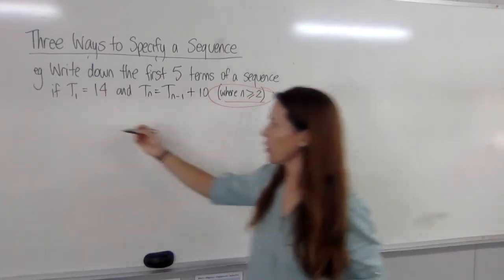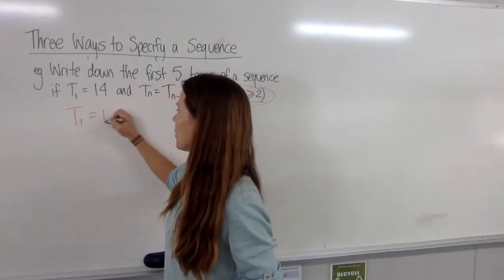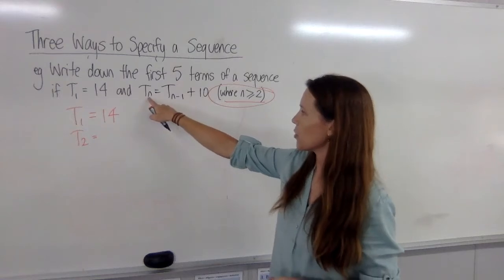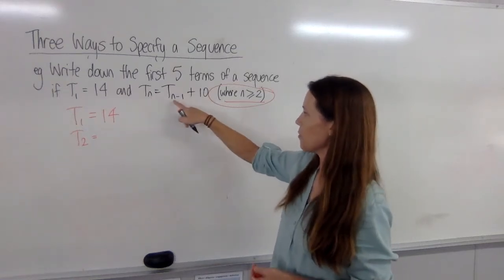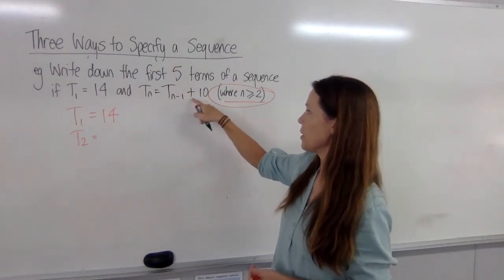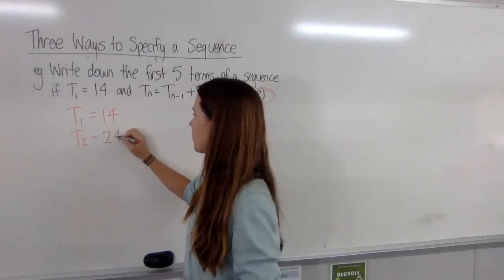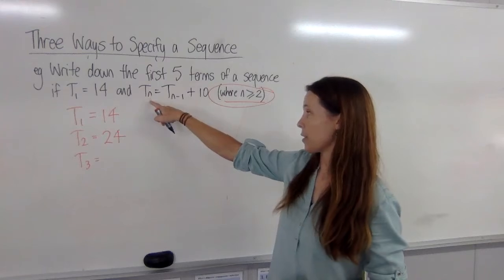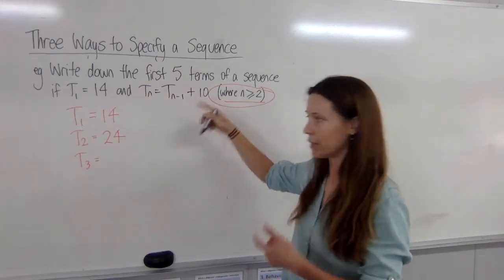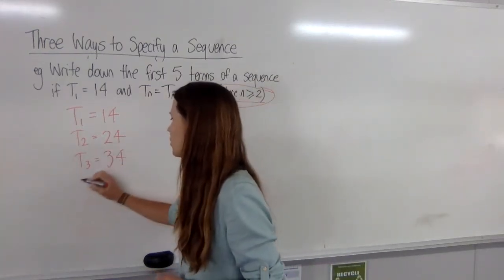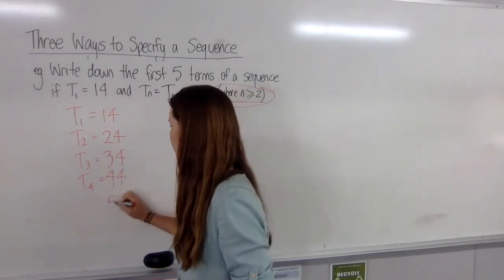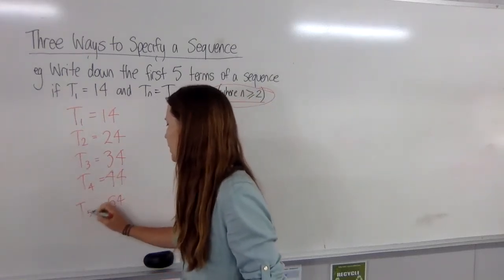Well, let's just go ahead and write out the terms. We've got the first term, 14. Let's find the second term. Well, we sub in 2 here. So the second term will be the first term plus 10. And it's quite quick and easy to see that then we're going to get the third term, we'll need the second term plus 10. And so on, we're clearly going up by 10s. And so we've got 54, and we can go ahead and fill it in like this.